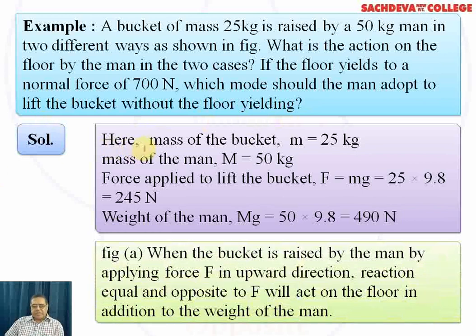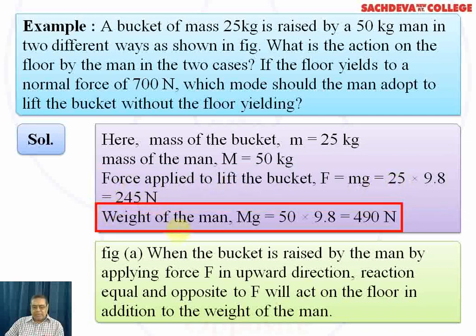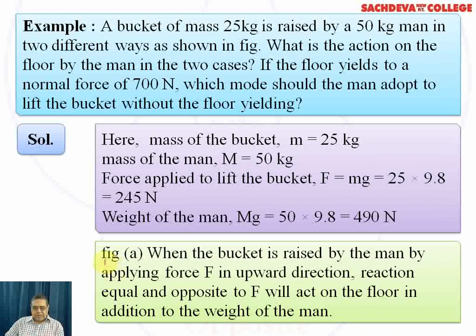So we will say that the mass of the bucket is given, and the mass of the man on the platform is also given. Man is on the platform, so the weight of the man will act vertically down, and small m, the mass of the bucket, is 25 kg. Force applied to lift the bucket is F equals mg. M is known, so the number will become 245 newtons. Weight of the man, mg, is 50 into 9.8, which is 490 newtons. That is double of the initial value. Now we have to go through figure A and figure B.